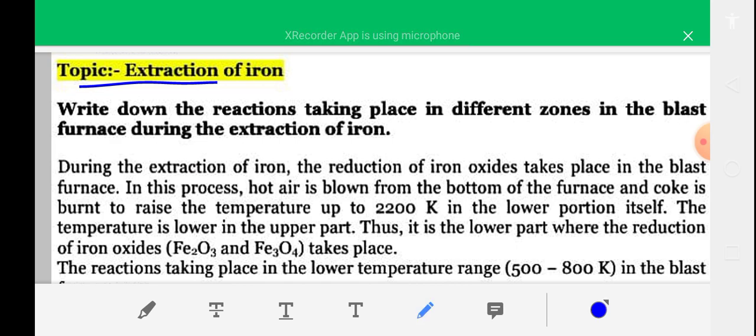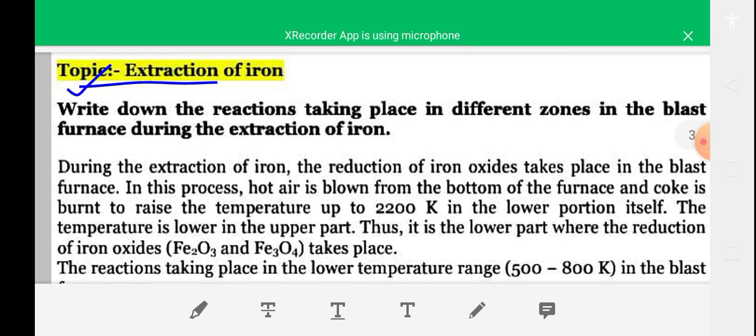All the pictures of the blast furnace and the processes are given in your book. It is a short-note type question, that's why I have not given the picture of the blast furnace. In the different zones of the blast furnace, different chemical reactions occur during extraction of iron from hematite.